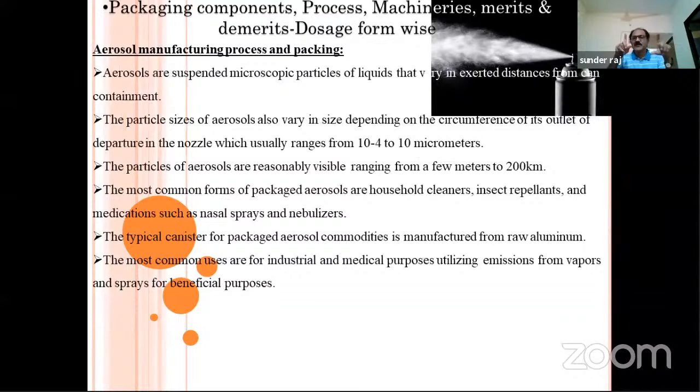As I told you, sterile product manufacturing and filling is one operation only. There will not be any break. In the other way, when I was discussing solid dosage forms, tablets and capsules, for every unit operation there will be hold time. But in injectables, there will not be any hold time. Once the solution is prepared, it will be sterilized, then filled and packed. This is only one single operation. There will not be any break.